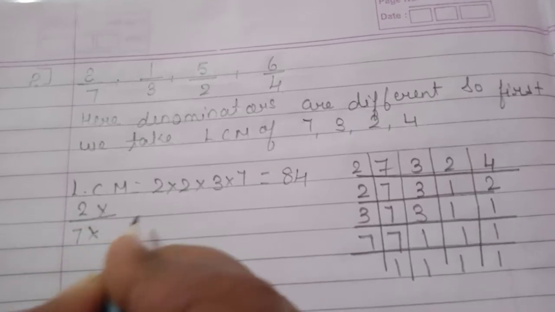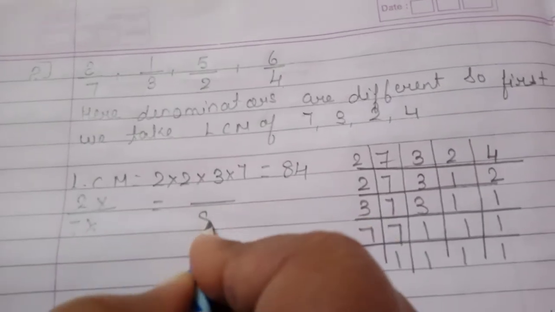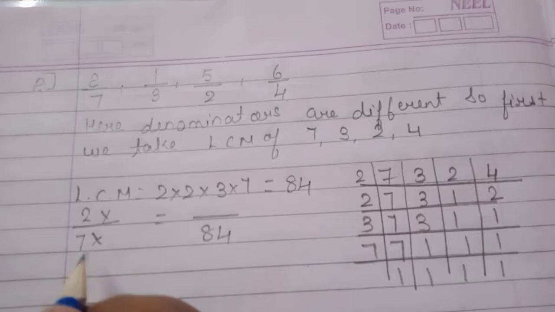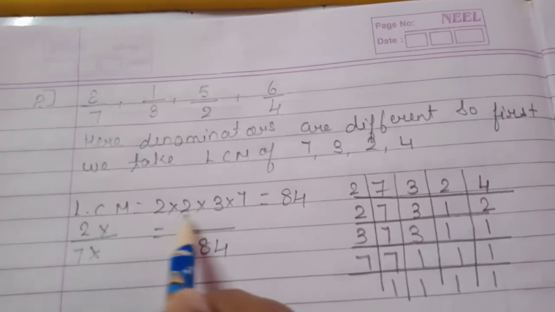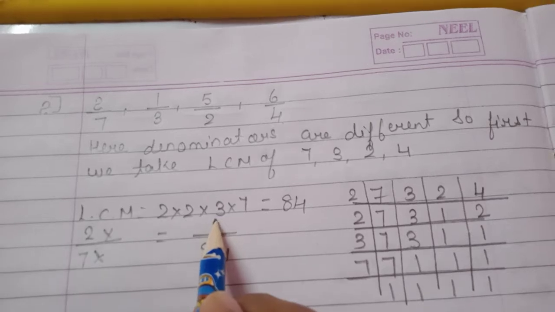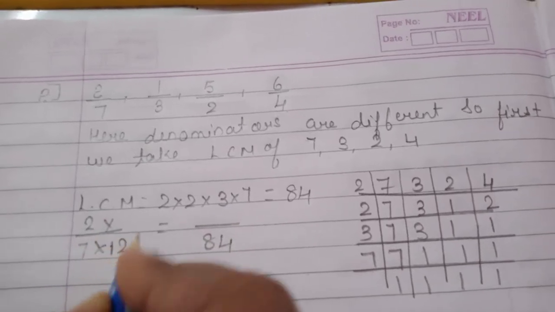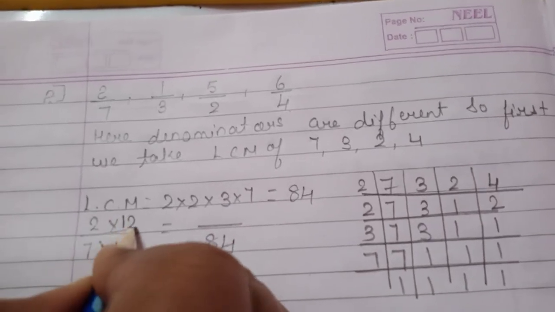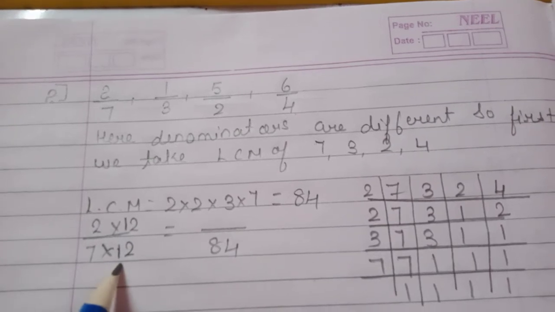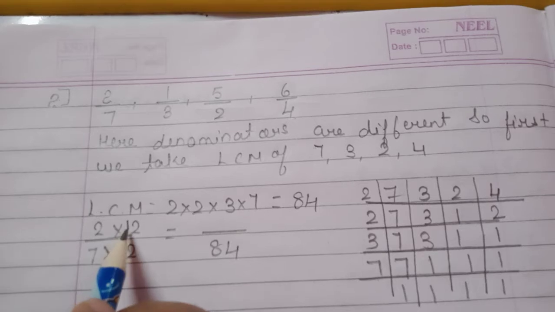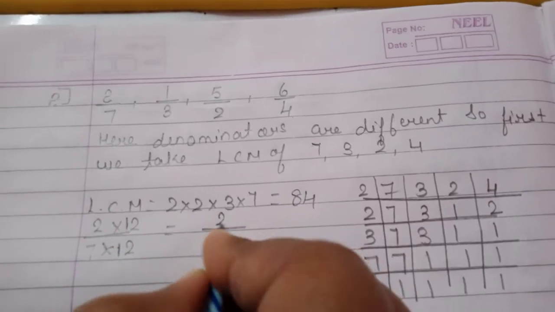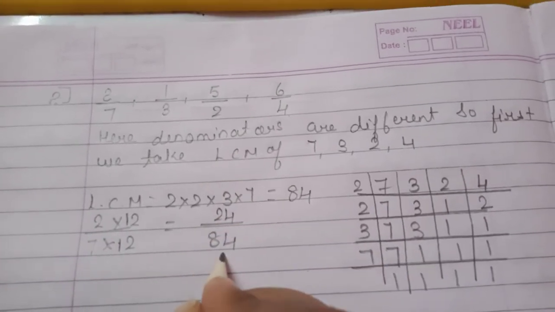So here what will we multiply to get denominator as 84? So see, 7 is there. So in the LCM we will see 2 twos are 4, 4 threes are 12. So we will multiply by 12. So in the numerator also we will multiply by 12. Whatever we are multiplying in the denominator, that same number we will multiply in the numerator. So 2 twelves are 24. 7 twelves are 84. Okay.